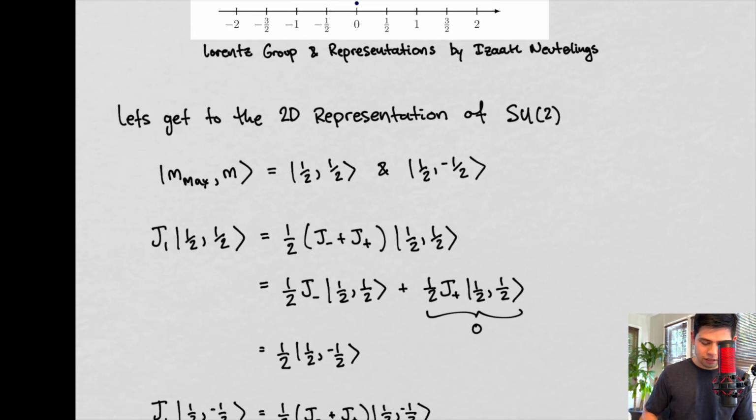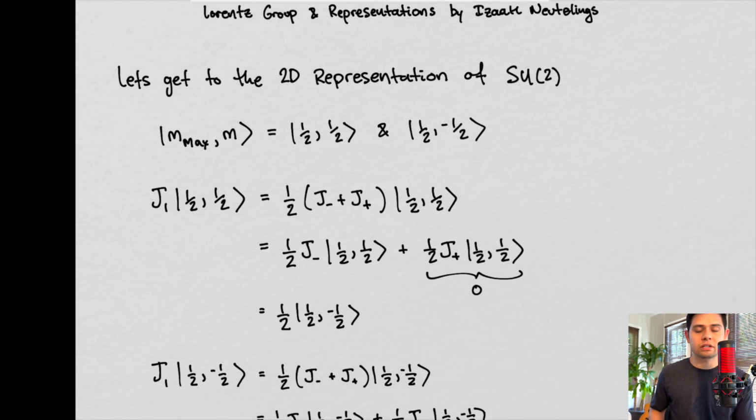We're going to get into the 2D representation of the SU2 group. So the way we're going to do this is we take our M max, which is what we talked about in our last video, and we're going to consider all of the possible eigenstates that are associated with that maximum value, right? So if we say our maximum value is 1/2, then all the possible eigenvalues, again, are going to be 1/2 and negative 1/2.